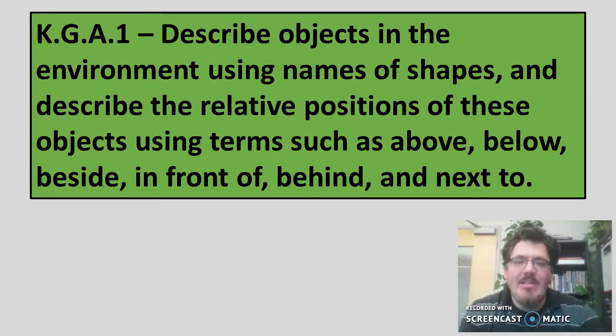Standard K.G.A.1 deals with describing objects in the environment using the names of common shapes. It also deals with describing the positions of objects relative to one another. To better understand the meaning of the standard, let's look at a few examples.